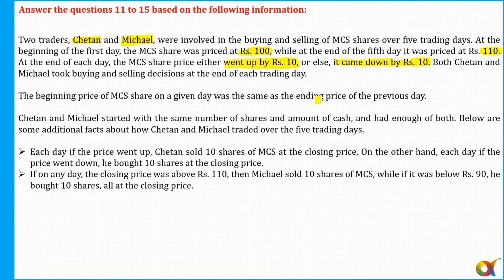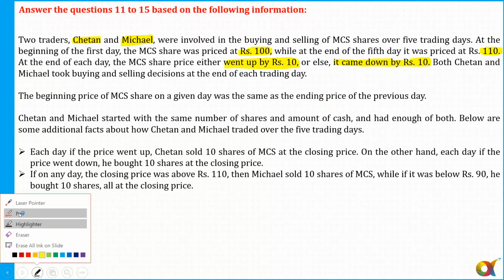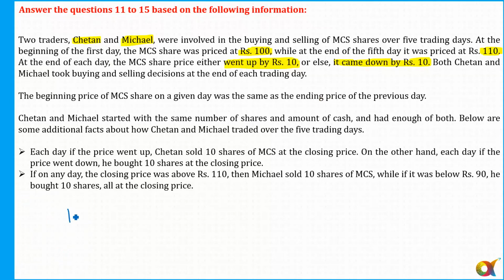Both Chetan and Michael took buying and selling decisions at the end of the trading day. So we know the initial price is 100 and the final price is 110. And how many changes are there? 5 changes, because there are 5 days the price is changed. So from 100, it has become 110.